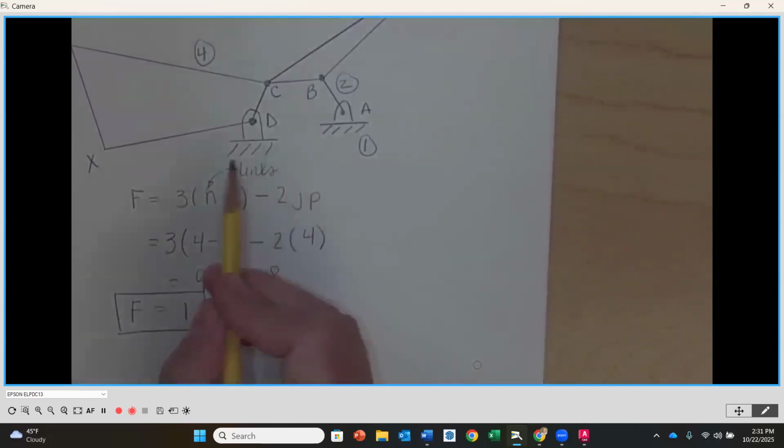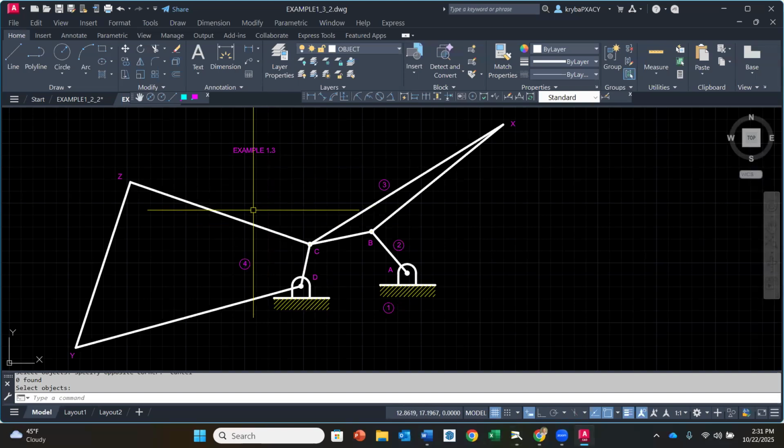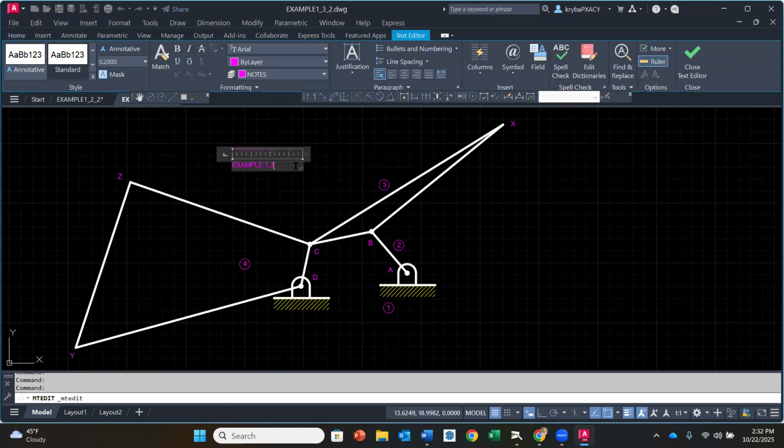Okay. Now, you need to add this to our example, whether that is taking a picture of your manual calculation or adding it to the actual CAD file. So you could do a copy. Once you have your example here, you have to write it in variable form first. F is equal to 3 times n minus 1 minus 2 times JP. Then you can put your numbers in and so on.